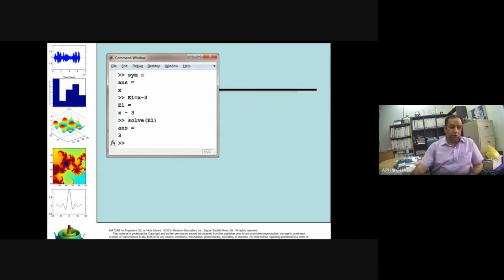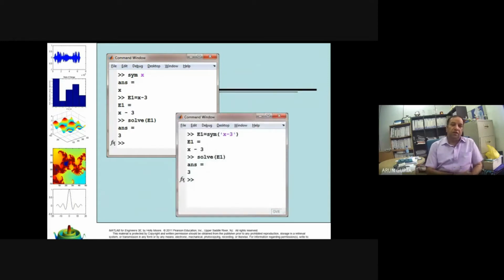And you can also write down the same way. It is actually the same answer: here you can write that e1 is equal to sym, single quote, x minus 3, and then you say solve e1. Rather than 3 steps, we can write it in just a single step. So either way, both are correct. You can write down sym x, e1 is equal to this one, or solve e1. Or you can write down e1 is equal to sym single quote x minus 3 and solve e1.